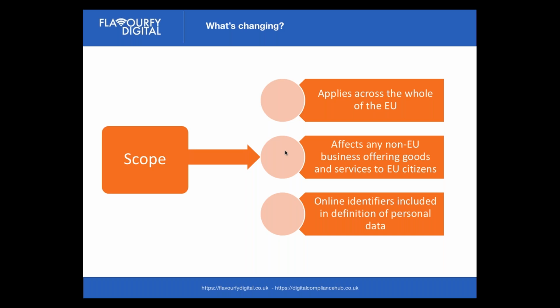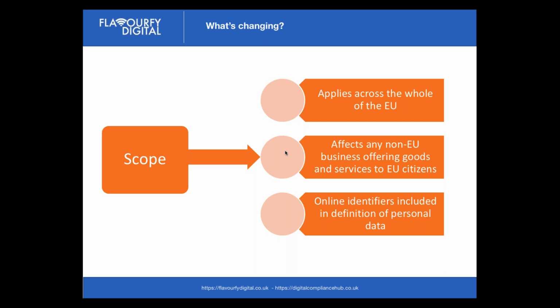And just from a definitional point of view, most people understand this concept anyway, but there's a reference to online identifiers now being included in the definition of personal data. Typically people talk about bank details, name, address, telephone, email address, those kinds of things. But there are also online identifiers. So if you have an online forum where people are identified by an online identifier, then that's going to be considered personal data as well.